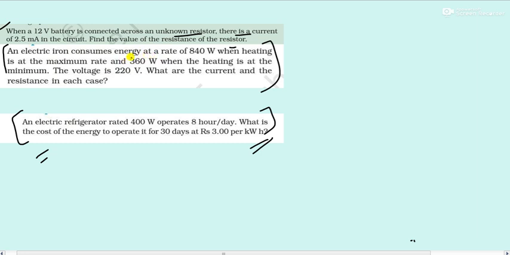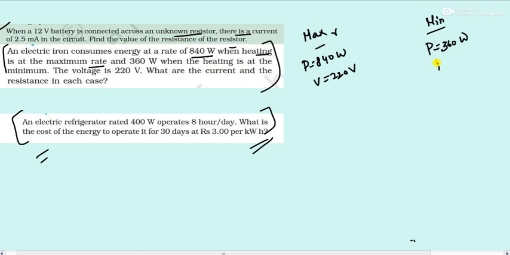Yeah, so solving this problem now. An electric iron consumes energy at a rate of 840 watt when heating is at maximum rate. Okay, so at maximum rate it's consuming 840 watt. Next, 360 when heating at minimum. Okay, when it is heated at minimum it's consuming 360 watt only. When the voltage is 220 volt, again it is 220 volt. What is the current and resistance in each case? So here current first and resistance, again current, resistance.